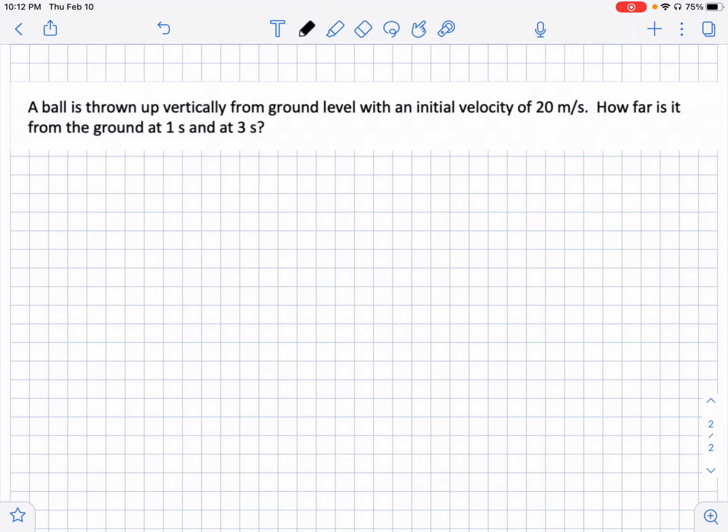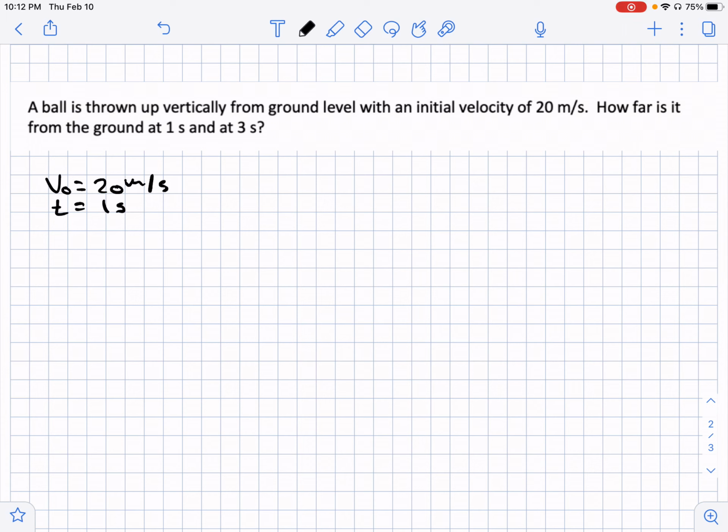So this one says a ball is thrown up vertically from the ground level and it has an initial velocity of 20 meters per second. So we're going to use this GUESS method to solve here. So your initial velocity is equal to 20 meters per second. It says how far is it from the ground at 1 second and then again at 3 seconds. So let's start with the 1 second.